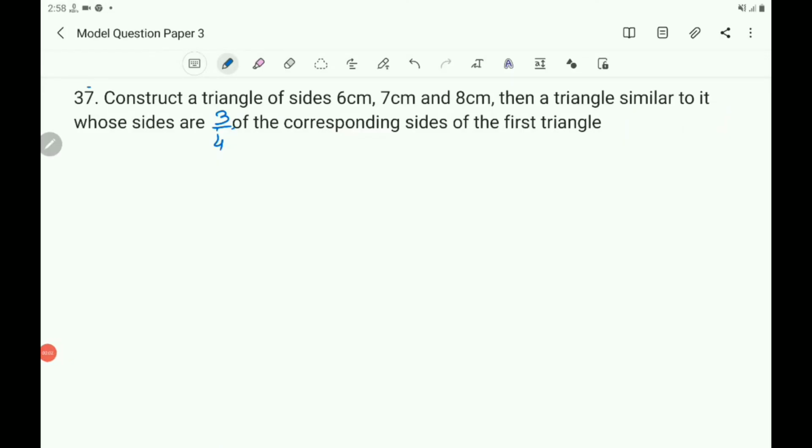Now question number 37. Construct a triangle of sides 6 cm, 7 cm and 8 cm, then a triangle similar to it whose sides are 3 by 4 of the corresponding sides of the first triangle. It is a 4 marks question. It is a construction question. Let us solve this question in the last video.